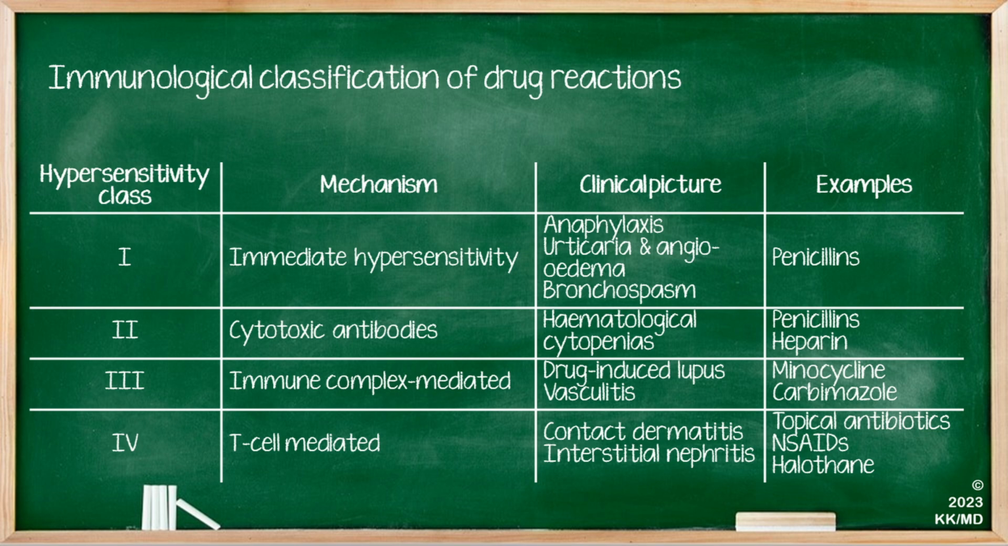Next row shows hypersensitivity class 2, and this is cytotoxic antibody related. An example of this is also penicillins and heparin, and it causes hematological cytopenias classically. A class 3 hypersensitivity reaction would be immune complex mediated, and this can lead to drug-induced lupus and vasculitis, and examples of these are minocycline and carbimazole.